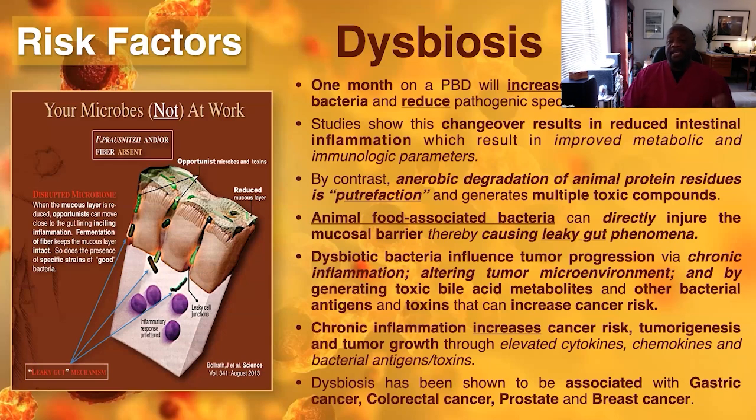Animal food-based bacteria can directly injure the mucosal barrier, thereby causing the leaky gut phenomenon, as you see depicted over on the left, and that can allow bacteria and bacterial toxins to enter the bloodstream. Dysbiotic bacteria influence tumor progression via chronic inflammation, altering the tumor microenvironment, and by generating toxic bile acid metabolites and other bacterial antigens and toxins that increase cancer risk. Chronic inflammation increases cancer risk, tumorigenesis, and tumor growth through elevated cytokines, chemokines, and bacterial antigens and toxins. And dysbiosis has also been shown to be associated with gastric or stomach cancer, colorectal cancer, breast, and prostate cancer.